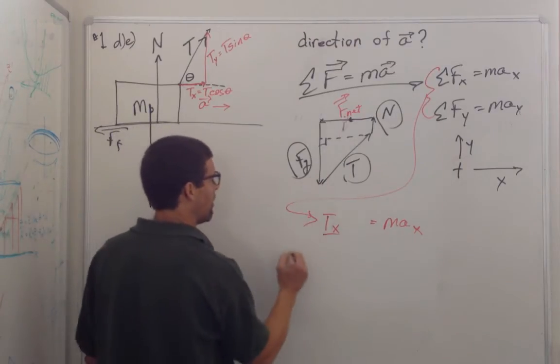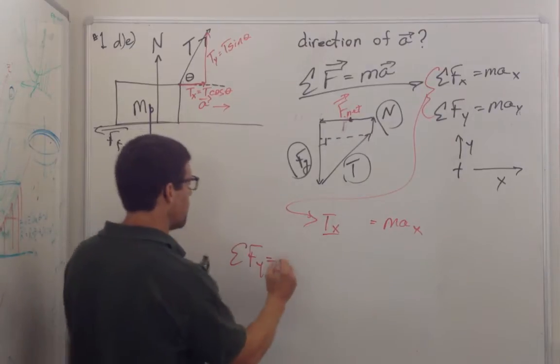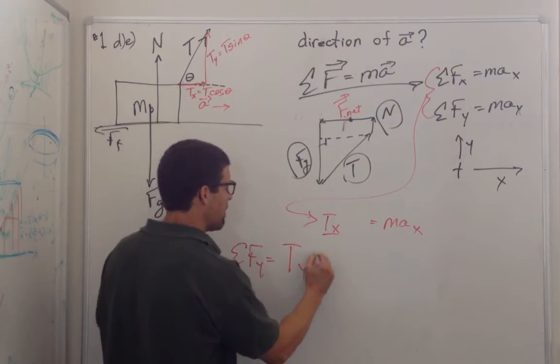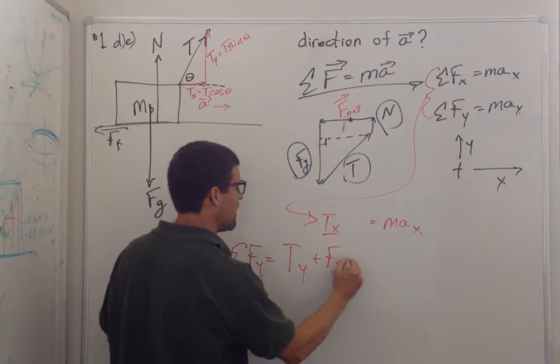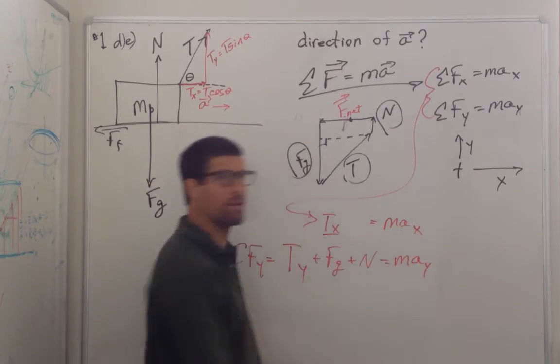Nice. Now how about the sum of the forces in the y direction? That's going to be tension y plus force of gravity plus the normal force is equal to mass times acceleration in the y direction.